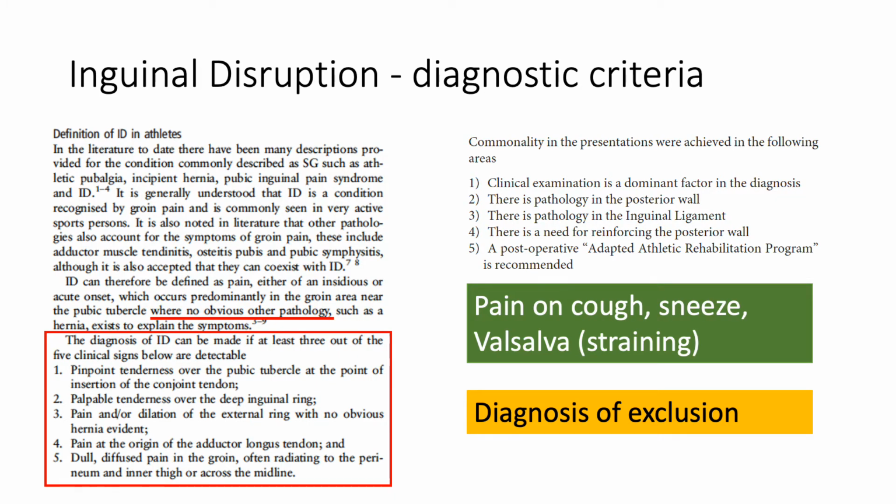Inguinal disruption, agreed diagnostic criteria you can see in the red box there. However, this is often a diagnosis of exclusion where no other obvious pathology accounting for the pain can be seen and addressed. These 5 criteria don't all need to be present, however most of them should be, at least 3 out of the 5. Things that will give you a clue also would be pain when coughing, sneezing and when performing the Valsalva manoeuvre, but it does largely remain a diagnosis of exclusion.